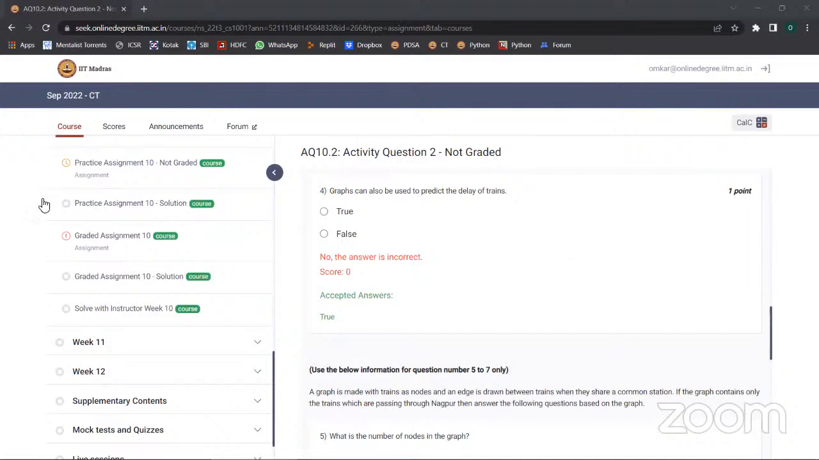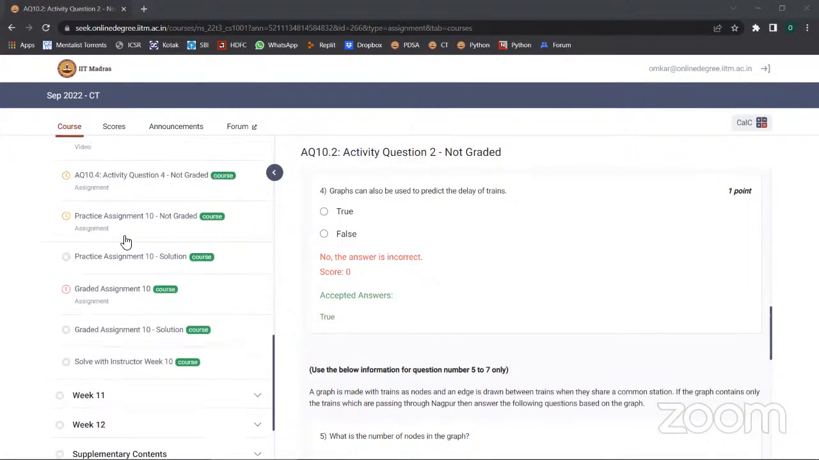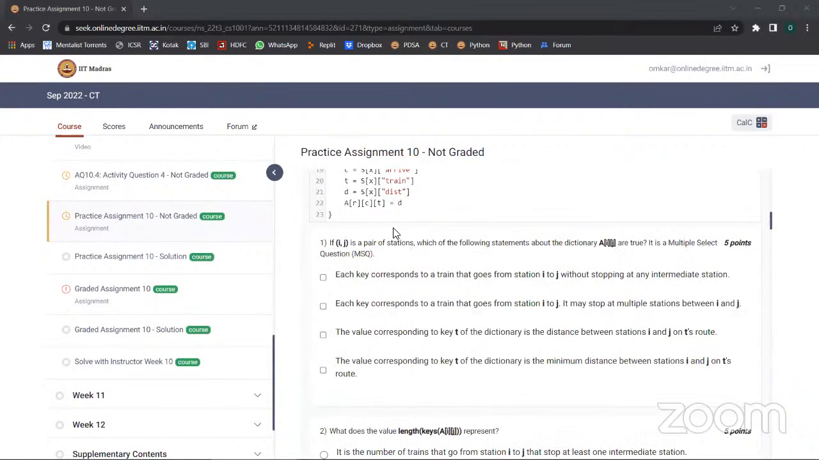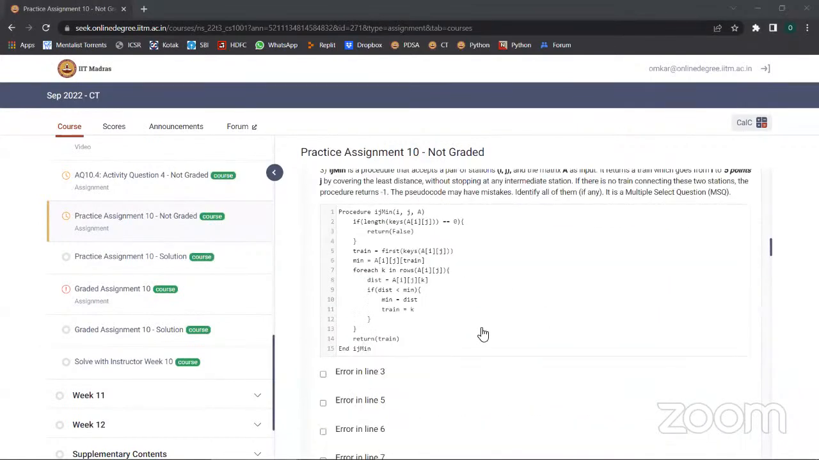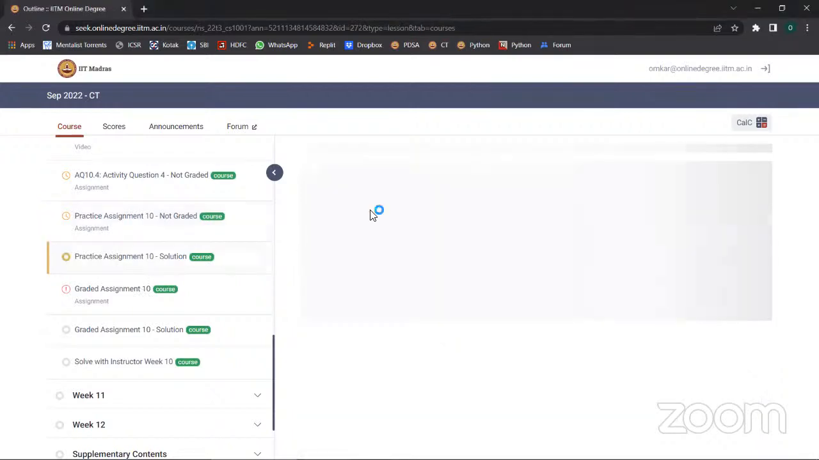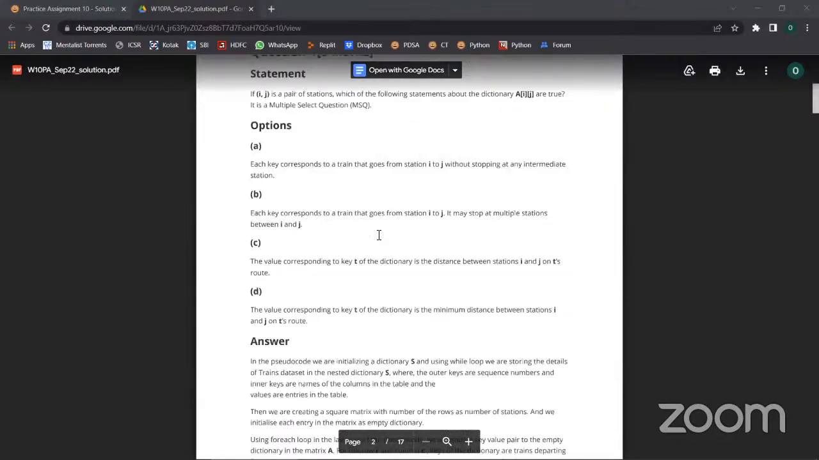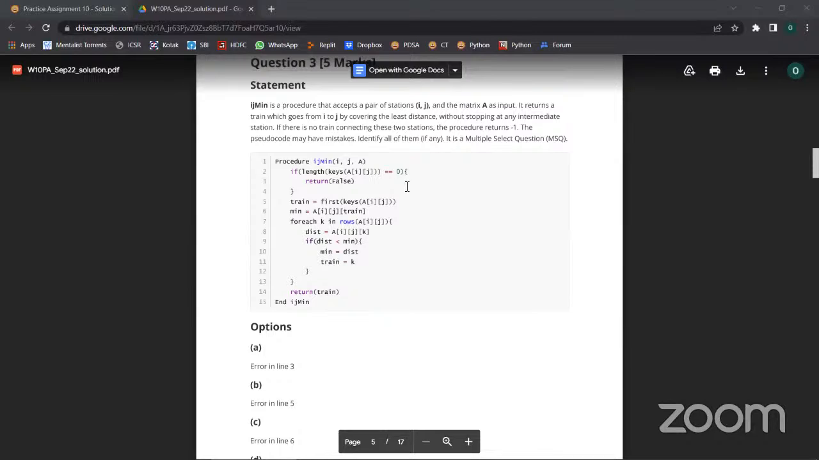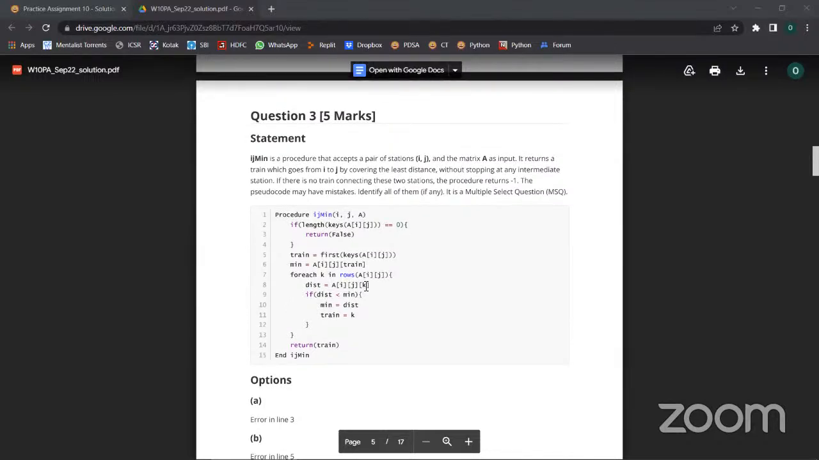Sir, I have a doubt in practice assignment 10, question number 3. Sir, can you open the solution document as well? Sure. Do you want the question or the solution document, so that I will open accordingly? Sir, I want to see the solution document. I want to ask something about line 7. Is there any mistake in the solution document? No, sir. I have a doubt about the reason which is provided; I want to understand that.